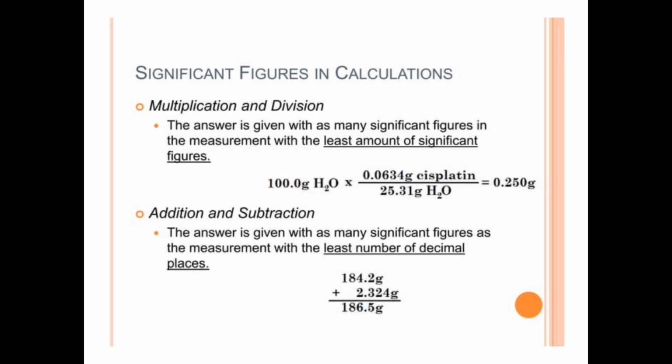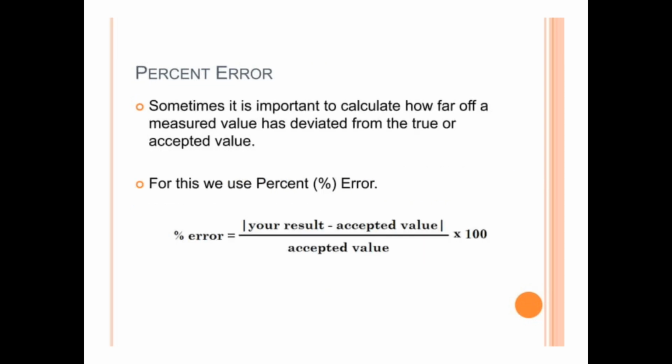Significant figures in calculation. You can see from here 0.250. Of course, if it starts from zero, that zero is not significant, so the significant figures here are 250. And in the second one, the significant figures are 186.5. Okay, let's quickly go to percent errors.